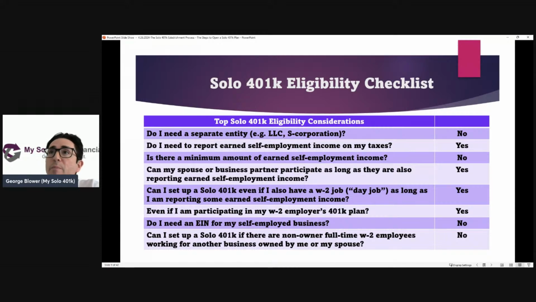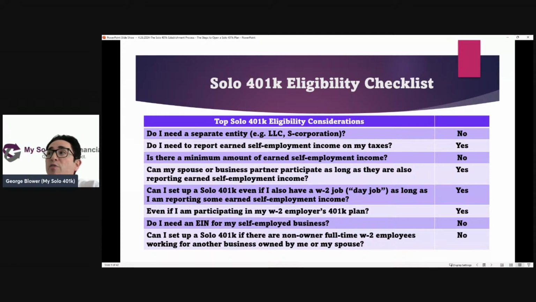As far as some of the top eligibility considerations, do I need a separate entity like an LLC or an S Corp? The answer is no, right? We have many individuals who are operating as sole proprietors, and they're eligible to set up a Solo 401k as long as they're reporting earned self-employment income on their taxes. So ultimately, that's the key. You got to report earned self-employment income on your taxes. It could be income reported on Schedule C. It could be W-2 wages from your business taxed as an S corporation.